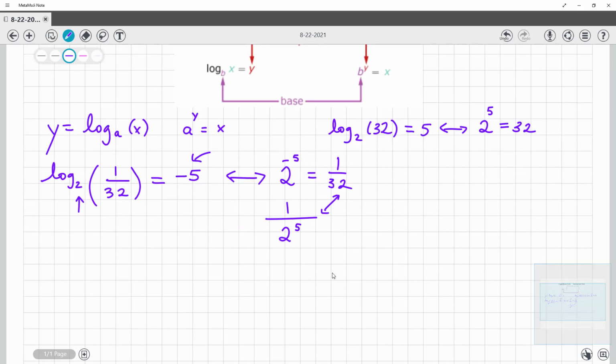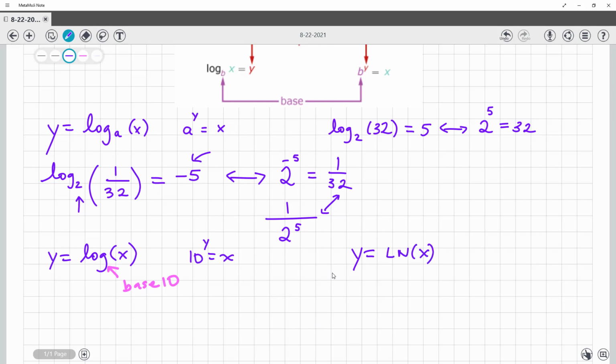Okay, so I keep saying that this little number is the base. If you see something that looks like this, let's just leave it like that. If there is no base down here, then it is understood to be base 10. So in other words, base 10 to the y equals x. If you have something with ln, and I'm going to write it in capital letters, but typically you don't see it capitalized, this is base e.